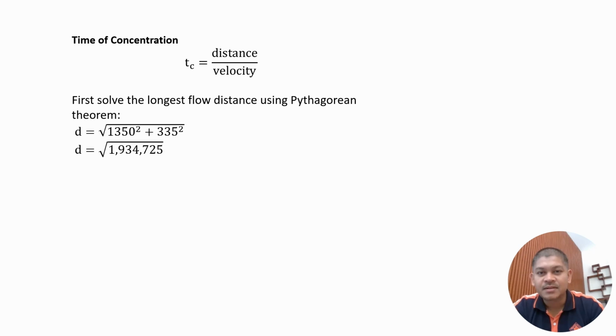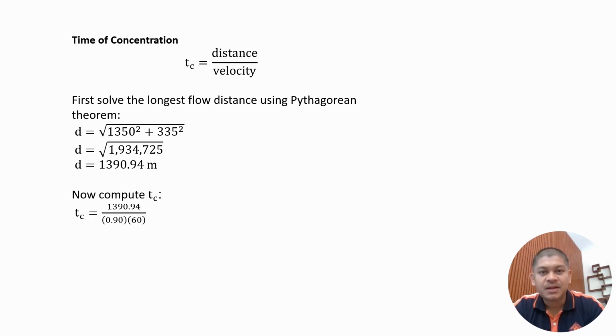Please compute the longest flow distance. D is equal to the square root of 1,350 raised to the second power plus 335 raised to the second power. D is equal to, okay, flow distance is equal to 1,390.94 meters. Okay, please check. Sige.